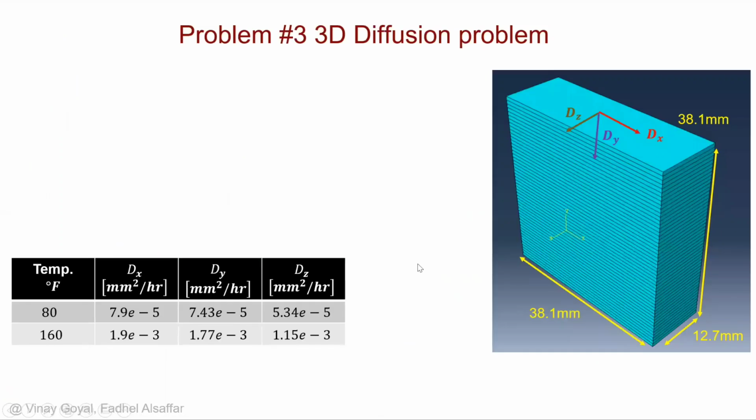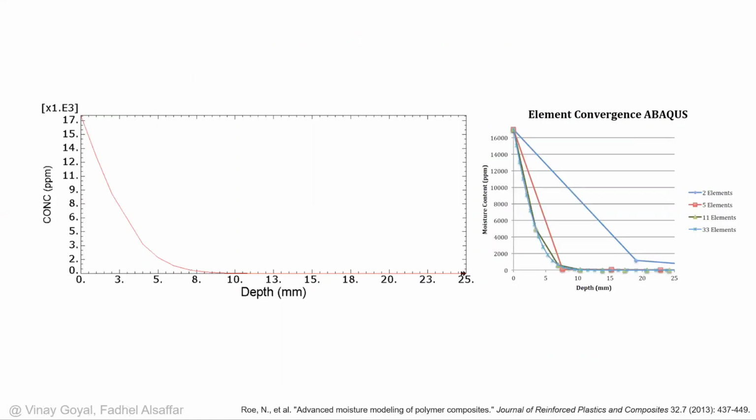We're comparing our results here with the results from the literature, and we're increasing the number of elements. We have a plot in which it shows how it changes from the left edge, from a concentration of 17,000 parts per million, and it decreases to around 0 at 10, and there's nothing beyond it. If we add more diffusion time, it will start to diffuse more.